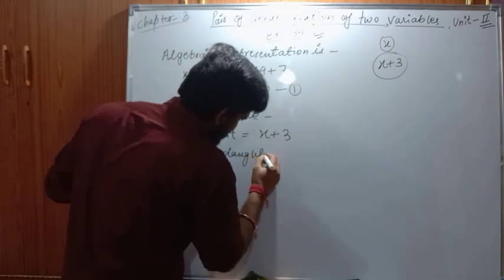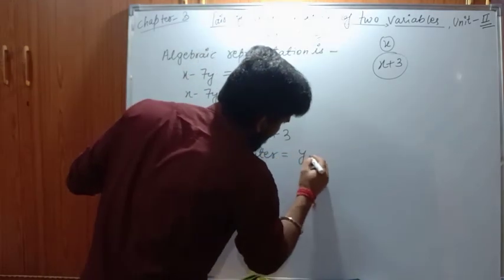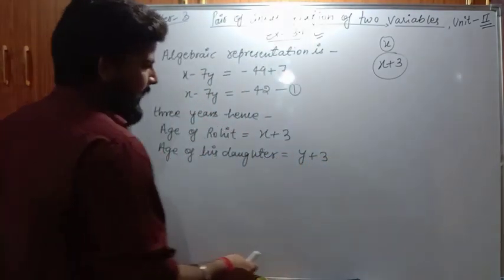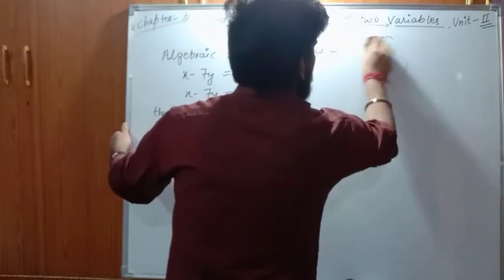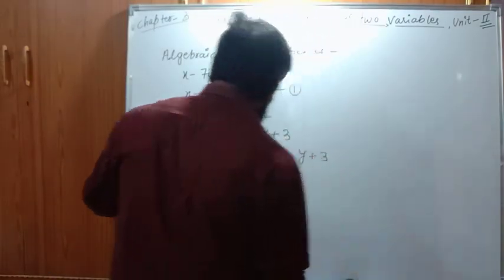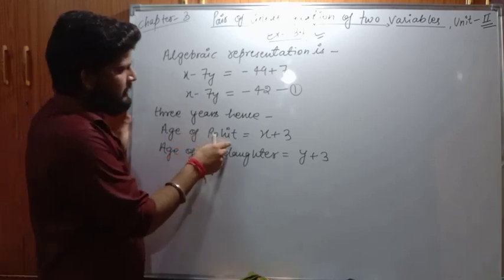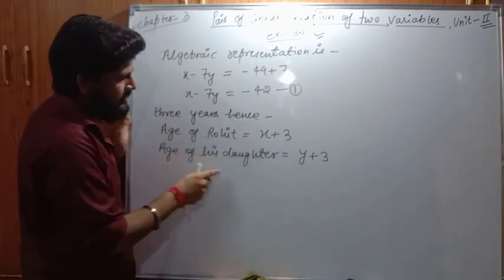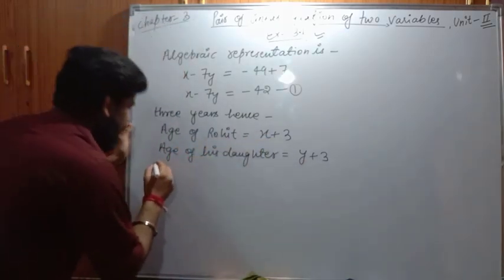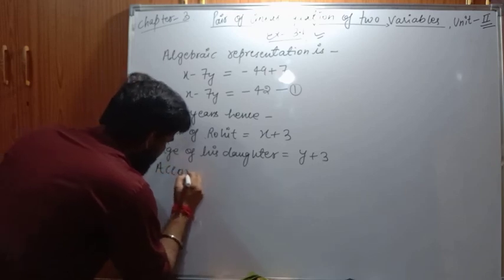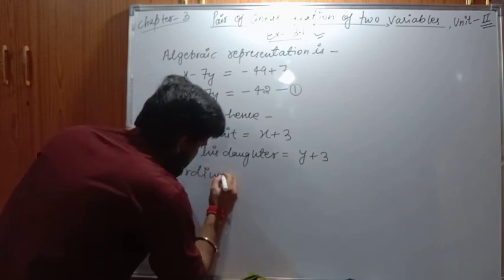Age of his daughter, same, we will add 3 in the age of his daughter. So this is the age of Rohit after 3 years and this is the age of his daughter after 3 years. Same, according to the question, or we can say as per question.